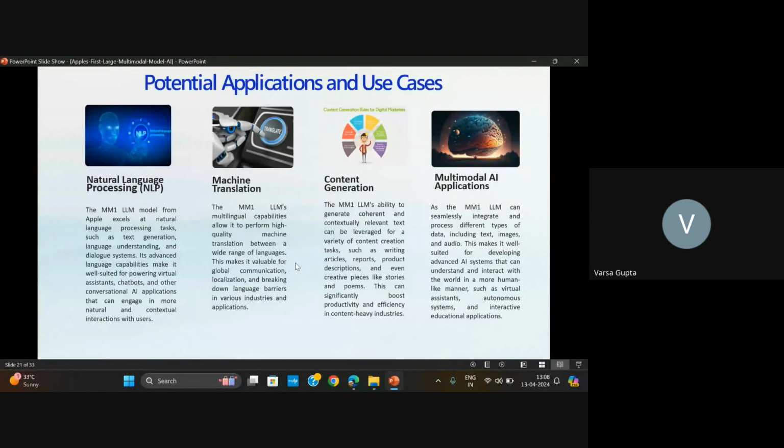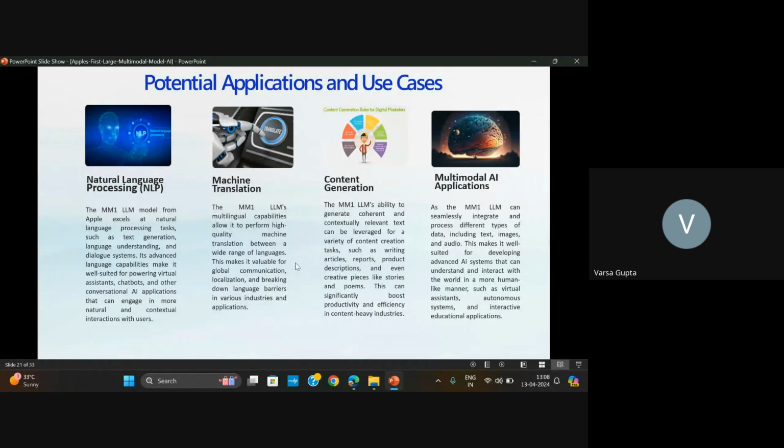The third scenario is content generation. MM1 is able to understand the language correctly, and it also has multilingual capabilities. In this regard, it can perform good content creation tasks, like writing text, reports, or product descriptions, and even creating pieces of stories and poems.